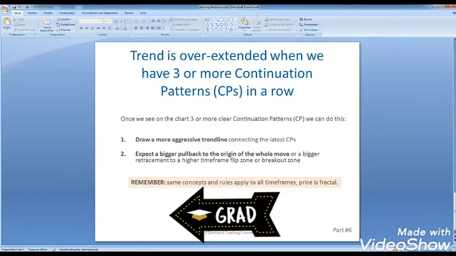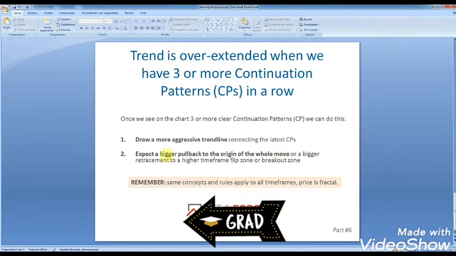The trend is considered overextended when we have 3 or more continuation patterns in a row. Once we see on the chart 3 or more CPs, as we call them, we can do this. We are allowed to draw a more aggressive trend line connecting the latest CP imbalances. Sometimes it's tricky because they are super overextended, or there's a big pause in the middle.